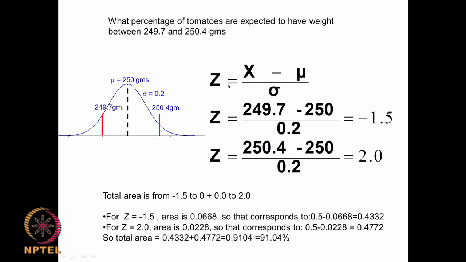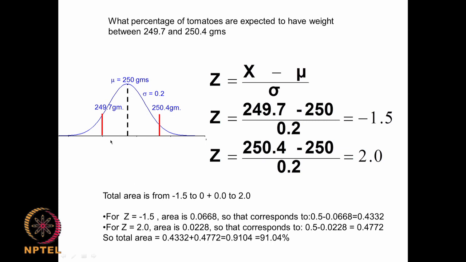So what do I do? I put the same formula, z is equal to (x minus mu) by sigma. I will put 249.7 minus 250, I will get minus 1.5, then I will get 250.4 minus 250, that will give me 2. So I need to get the area for minus 1.5 to 2. So this area, that is between minus 1.5 and 2, is what I am interested in.